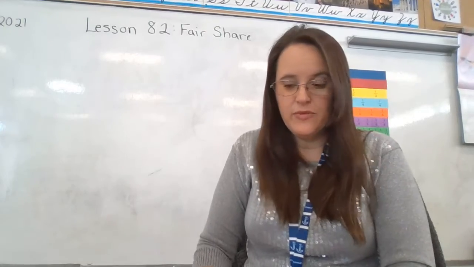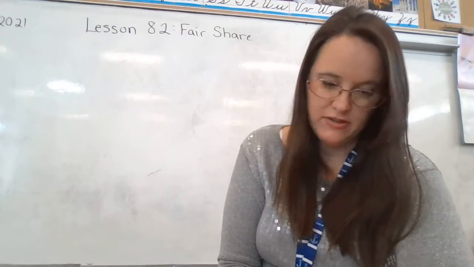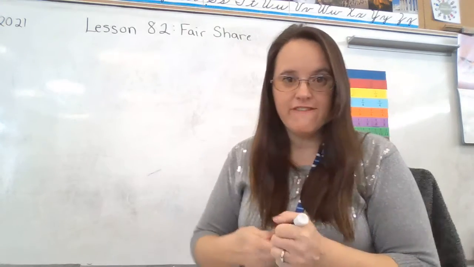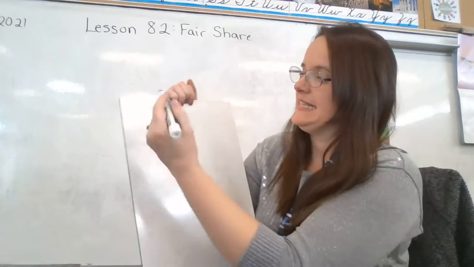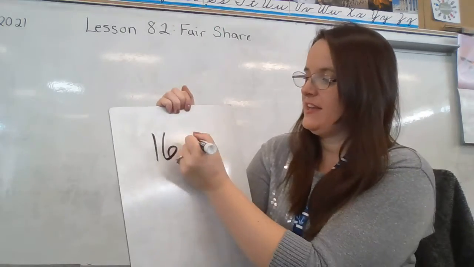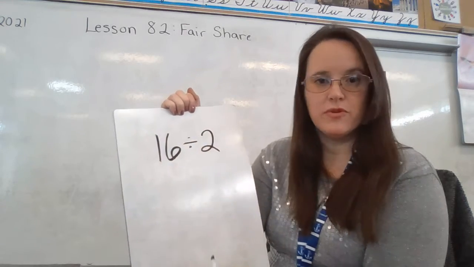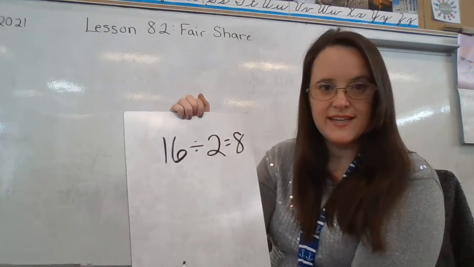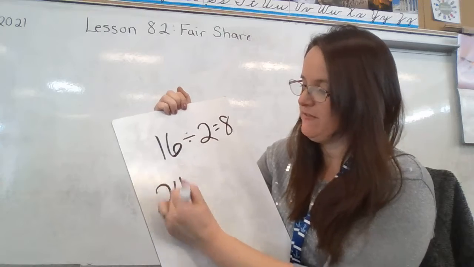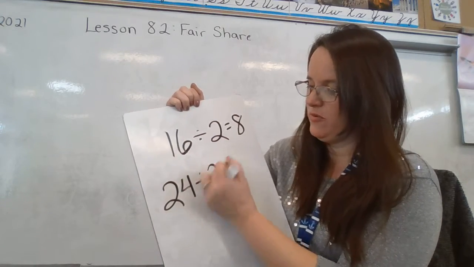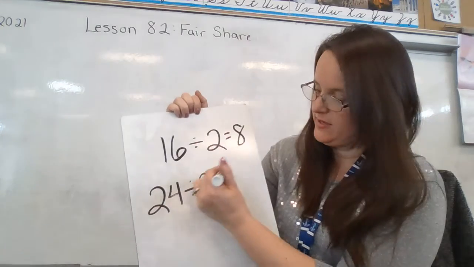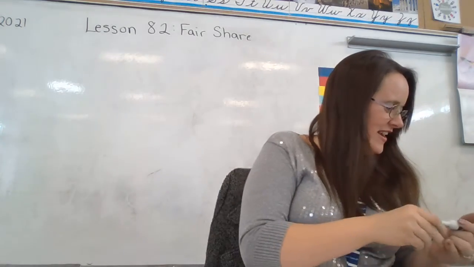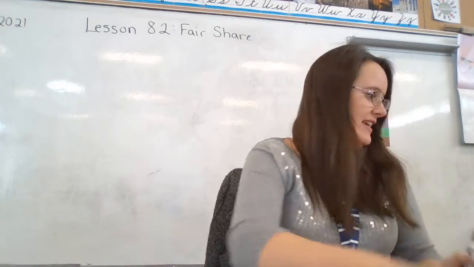So what we've done here with the counters or the cereal or chocolate, whatever it is you're using, is we've started practicing division. That first problem that we did was 16, and we divided it into 2 equal groups. So how many did we have in each group? We had 8. The second time we did it, we started with 24. We divided it into 2 equal groups. And how many were in each group? 12. You're doing division.